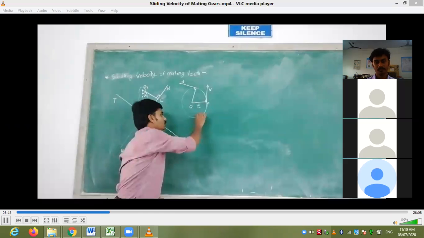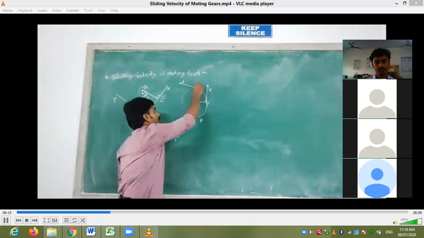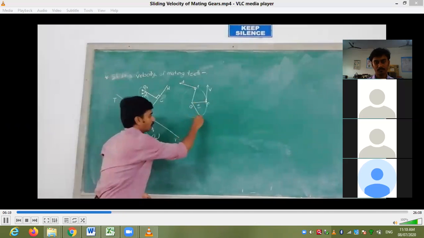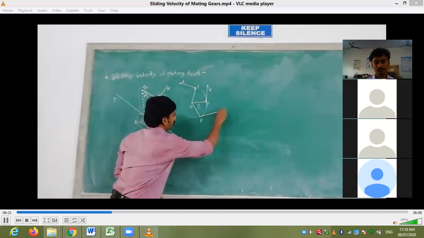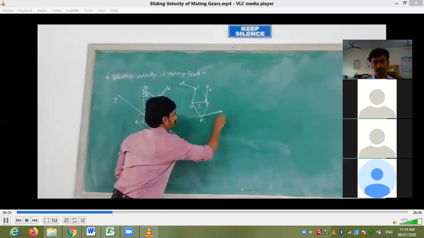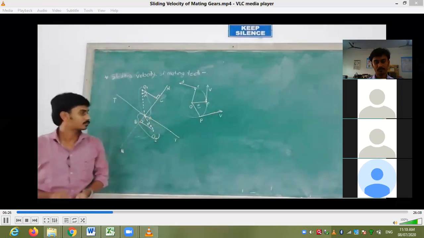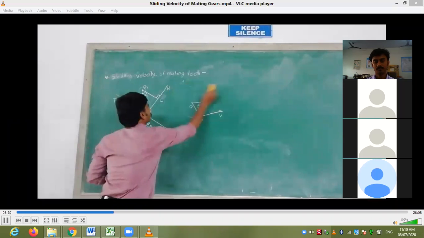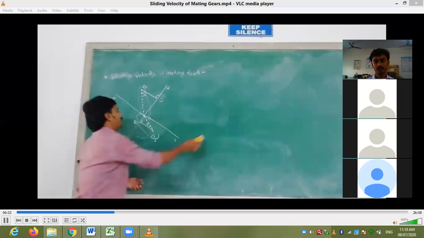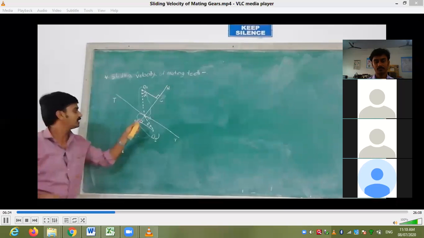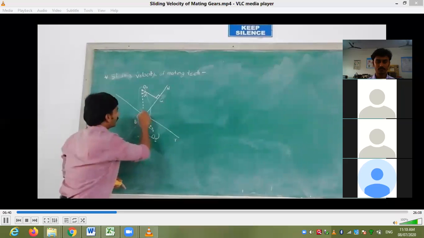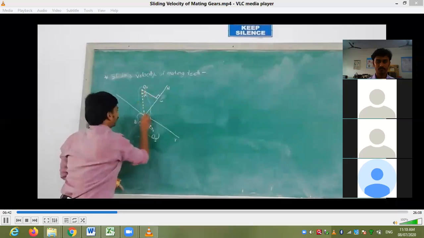Similarly, suppose P moves to this position, then the direction of velocity is in this manner. Similarly, here, if we require the velocity of point A with center O1, we can draw the line perpendicular to O1 to A.